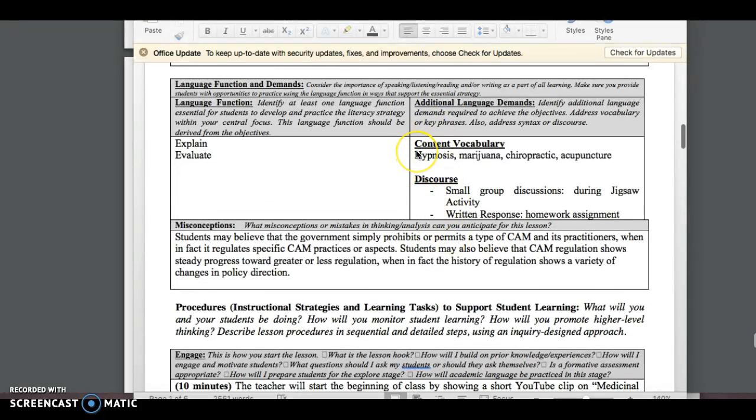And the discourse includes small group discussion, which will be done during the jigsaw activity, as well as a written response, which is the homework assignment.